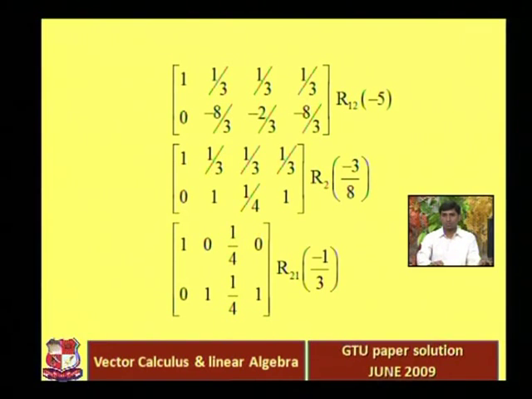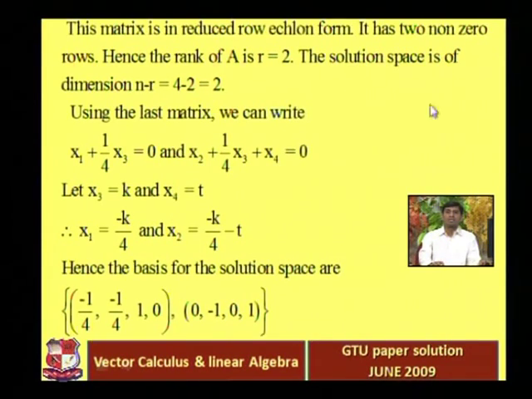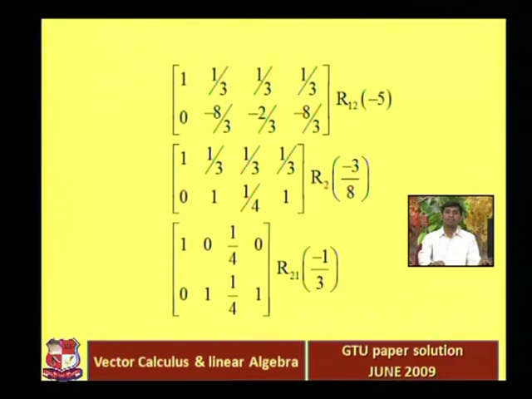So two non-zero rows, right, and the dimension of the solution space is n minus r. N means number of columns minus rank. So 4 minus 2, that is equal to 2. Definitely we have to take two free variables, right? So using this matrix, we can write down the equations. The first equation is coming from the first row, that is x1 plus x2 by 4, that is equal to 0.